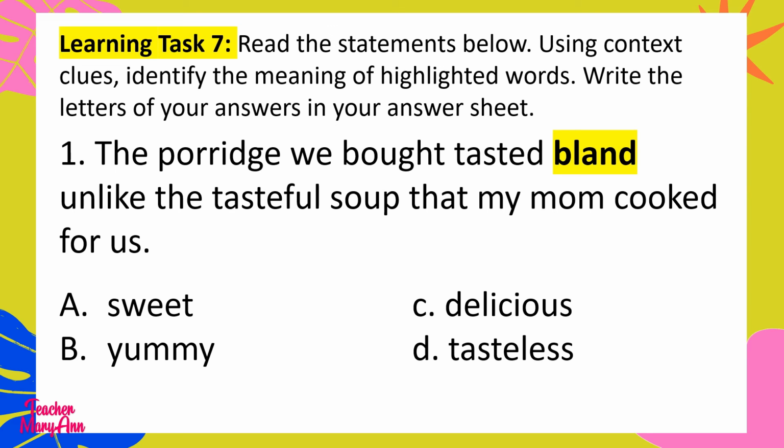Number 1. The porridge we bought tasted bland, unlike the tasteful soup that my mom cooked for us. Bland means A. Sweet, B. Yummy, C. Delicious, D. Tasteless.